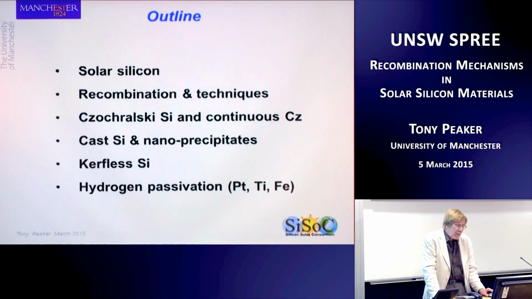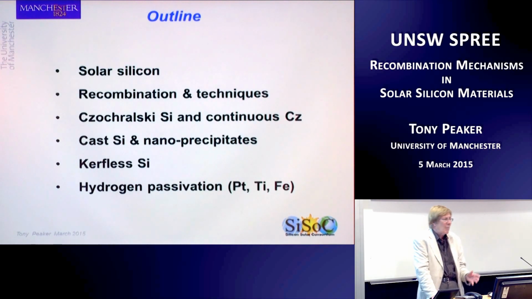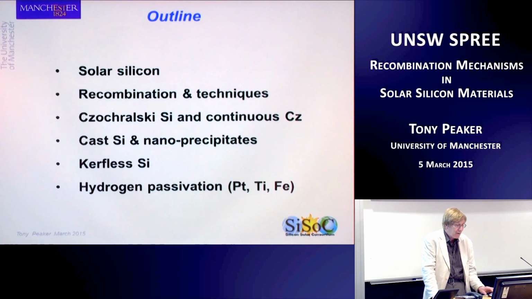And then I'm going to move over to talking about specific material types that are used for various methodologies in solar cell production, obviously Czochralski, and then continuous Czochralski. Cast silicon, of course, and this issue that they've mentioned, a new type of recombination center which we think is potentially very important, that we've called nano precipitates. Then I'm going to talk about Kerfless silicon, a particular type of Kerfless silicon, and then I'm going to finish off by talking about hydrogen passivation.